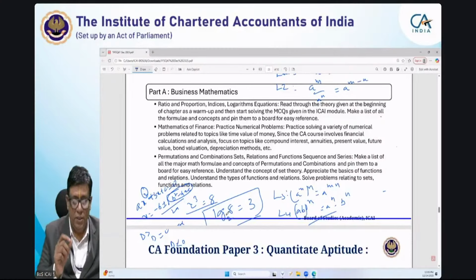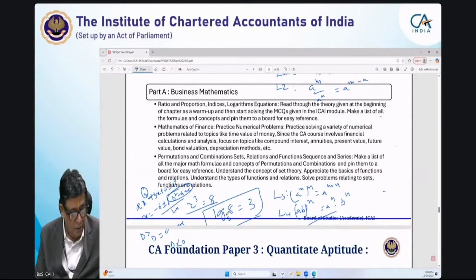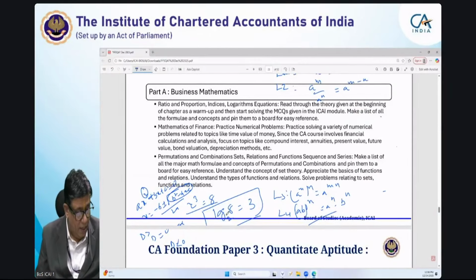Suppose 0 is nothing, 0 factorial is 1. If one object is there, how can it be arranged? 1 factorial is 1, 2 factorial is 2, like that. The fundamental principles, the multiplication rule and addition rule, are also essential to understand before understanding permutations and combinations.